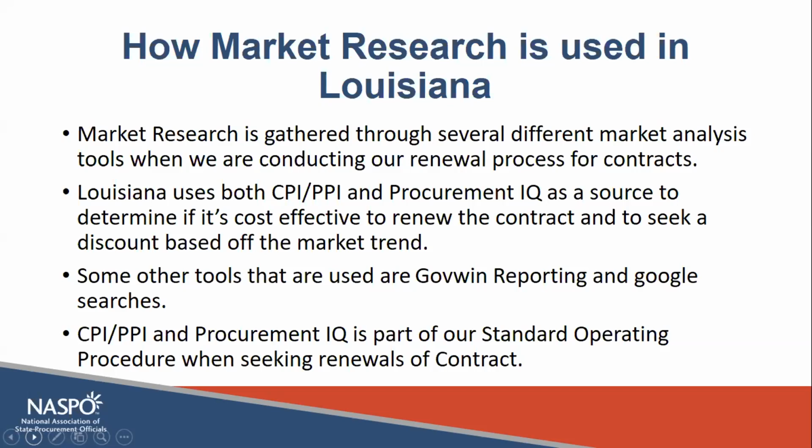If it looks like the renewal is not going to be favorable, then we will put this back out on bid and see if we can get a better price on the open market. But most of the time, it seems to be favorable. So with either CPI, PPI, or Procurement IQ, we will go ahead and renew the contract or extend the contract based off of the market trend.